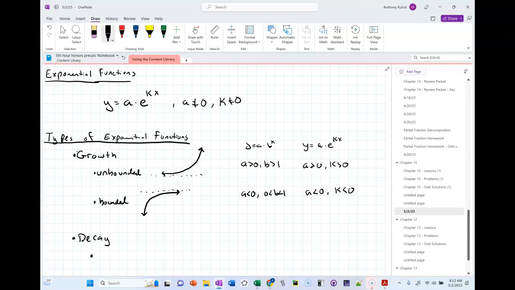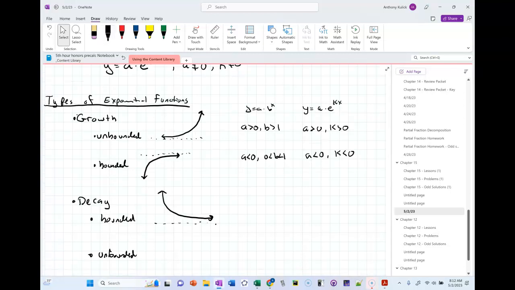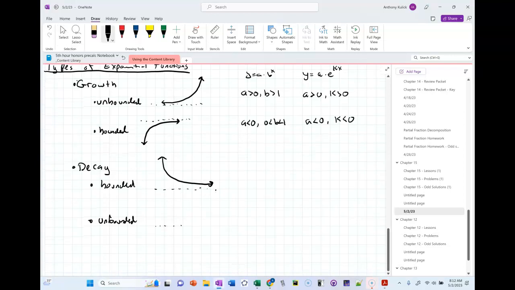Next is decay. Again, we have two types of decay. We have bounded decay, which would look like, there's our bound, it's going to kind of go like that. And then we have unbounded, which again, if this is our asymptote or bound, it'd look kind of like that.